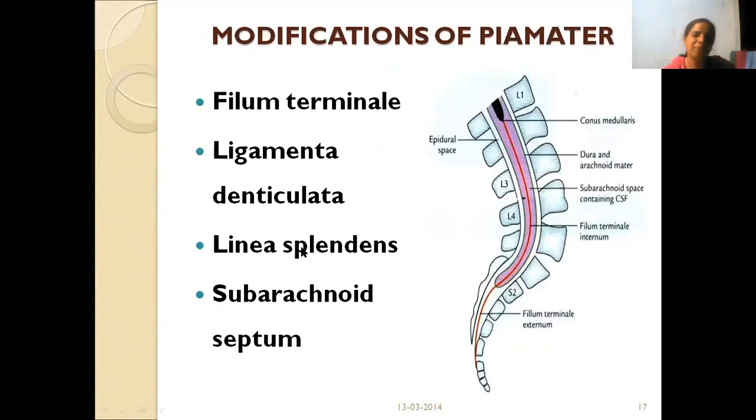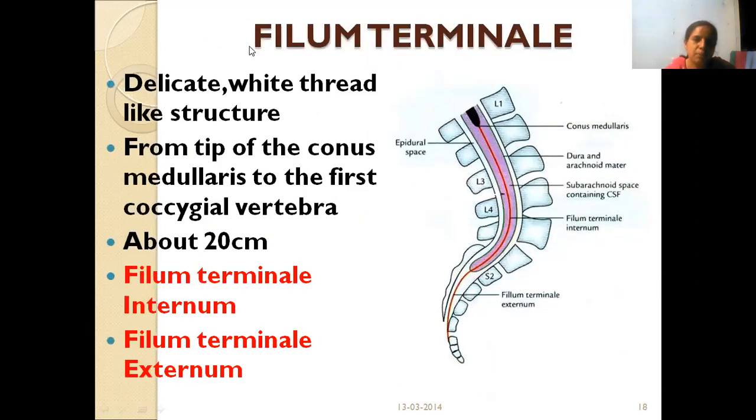Now, what are the modifications of pia mater? The modifications of pia mater are four. First thing we have is the filum terminale, this one, the red line. Okay, on either side, that is ligamentum denticulatum, and we have ligamentum flavum and subarachnoid septum. Among all those, the most important topic we have is the filum terminale.